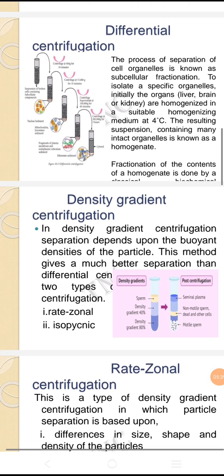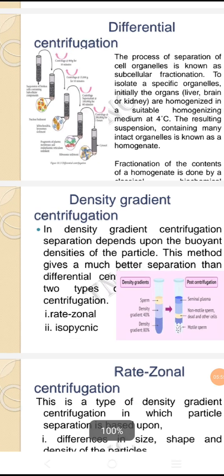The next one is density gradient centrifugation. Density gradient centrifugation depends upon the buoyant densities of the particles. This method gives a much better separation than differential centrifugation. There are two types: rate zonal and isopycnic.